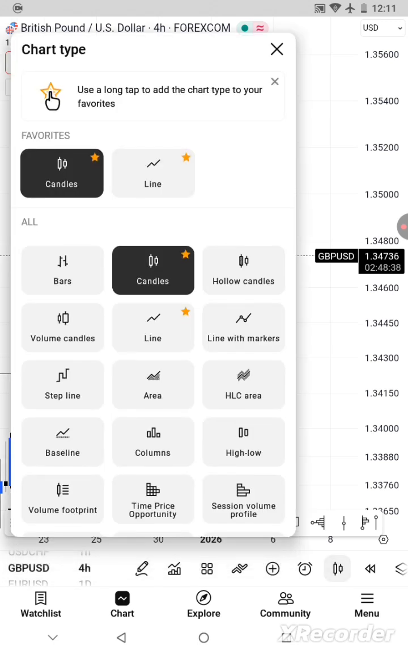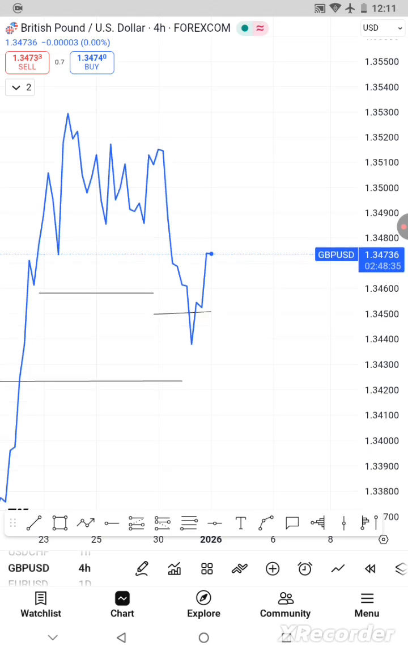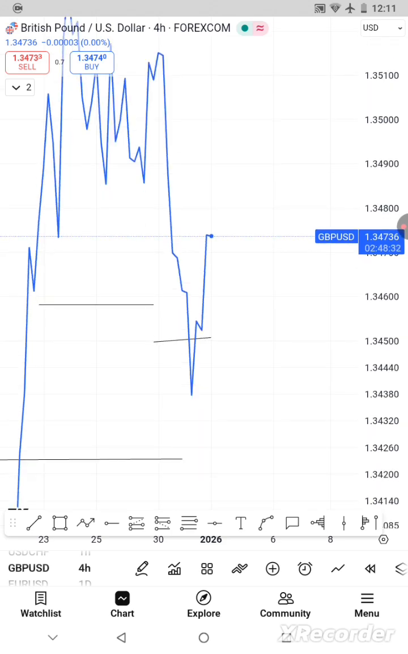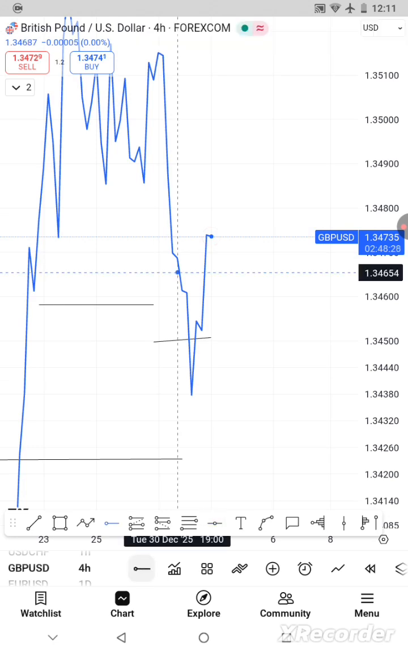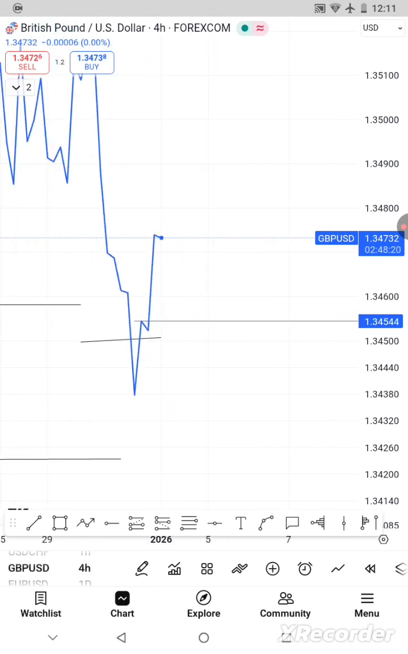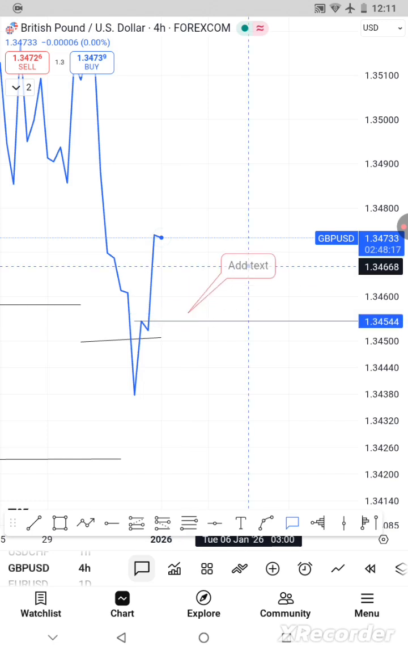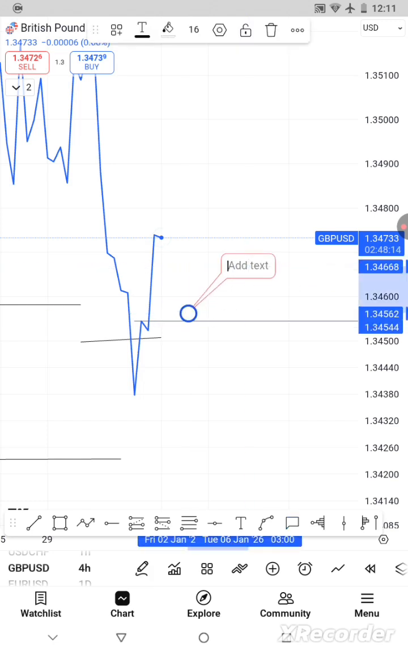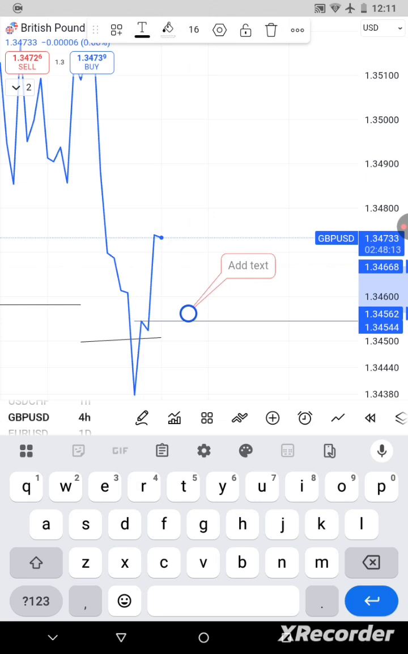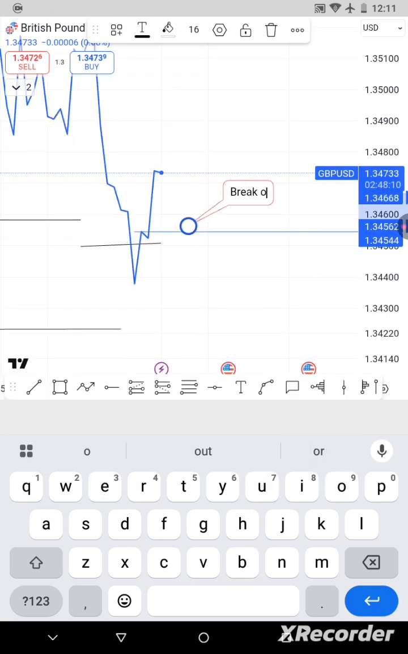All right, have you seen the breakout? Good. So on the 4-hour time frame right now, we can see the breakout.